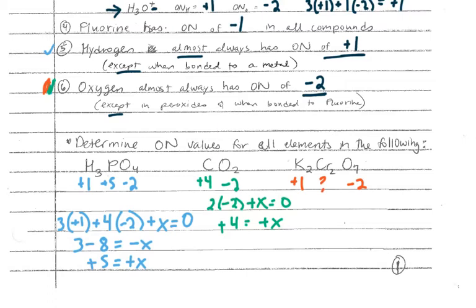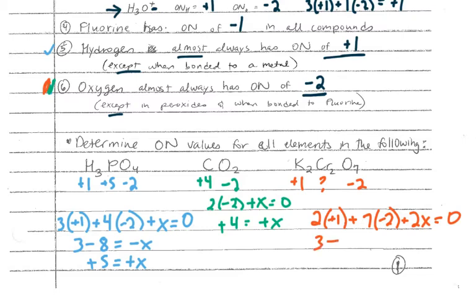So just set up a little algebra problem. You may even just be able to do it in your head. But if we want to show the work here, 2 potassiums at a +1 charge, plus 7 oxygens at a -2 charge, plus 2 chromiums, our X, we don't know that one, all need to add up to 0 because the overall charge of this is 0. It's not a charged molecule. So now we just need to solve for X.